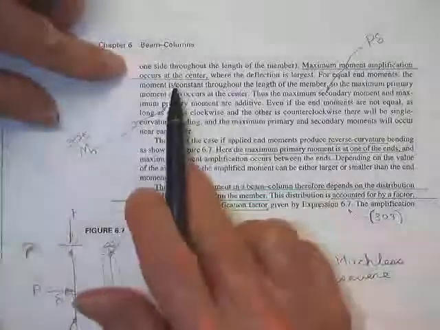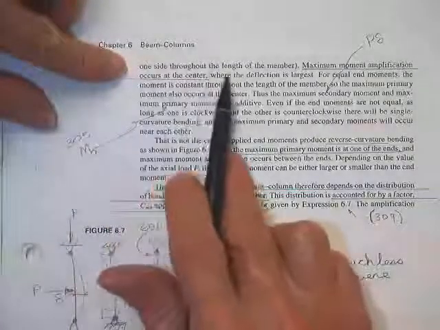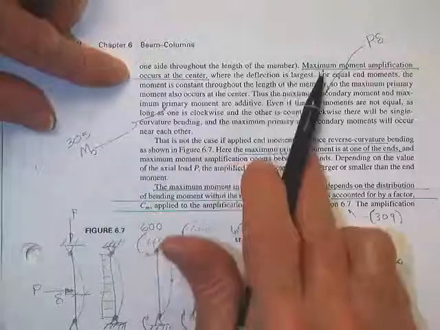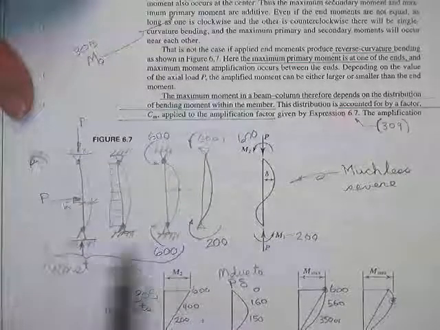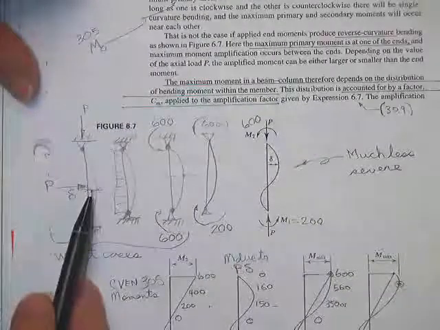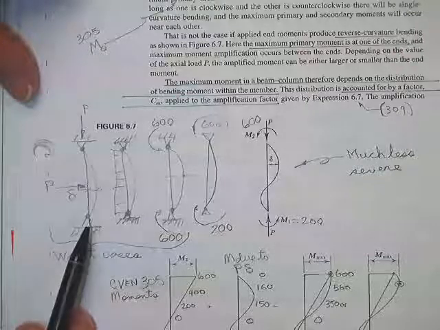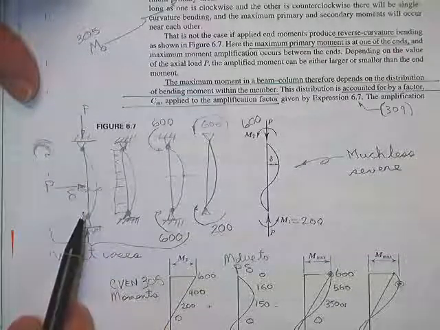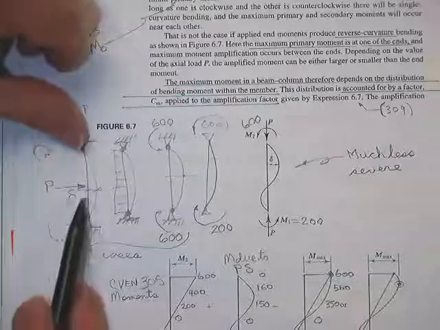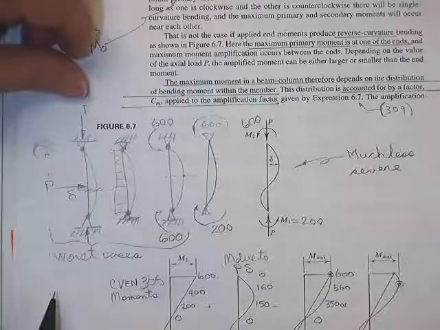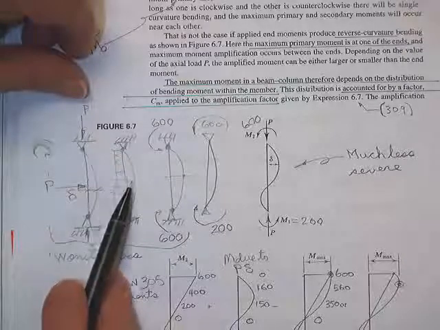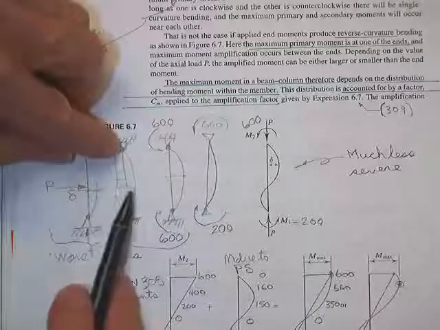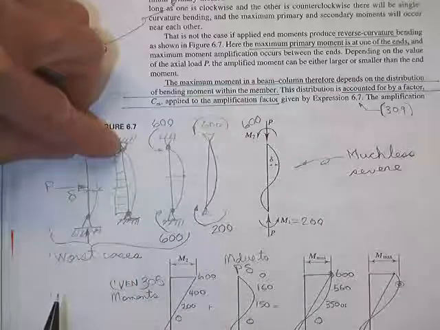He says, in the case we just looked at, the moment is constant throughout the member, and the maximum occurs at the center. However, if you have this case, that's a worst case, because it was already deflected that way, and the load caused it to go out more that way. Here, the same thing. It was already bent a little bit. This caused it to bend some more, making the P little delta effect worse.